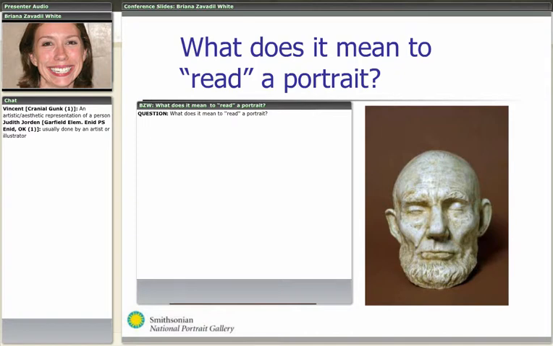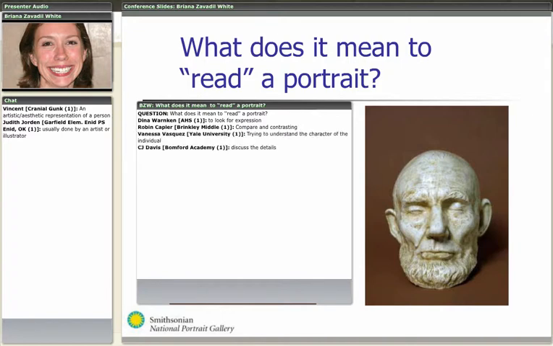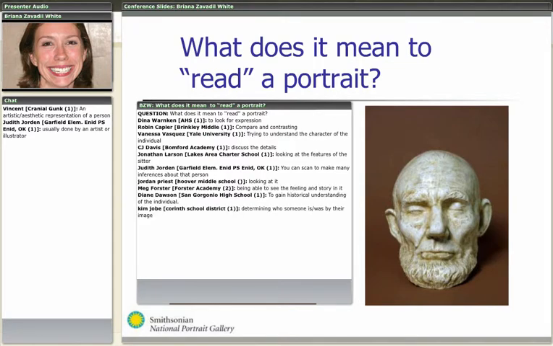If you were reading a portrait, what would you be doing? What does it mean to be reading a portrait? There's a box there on the left you can type in. As we look at responses coming up, I ask this question because at the Portrait Gallery we use visual clues found in our objects, in these portraits, to learn about individuals.